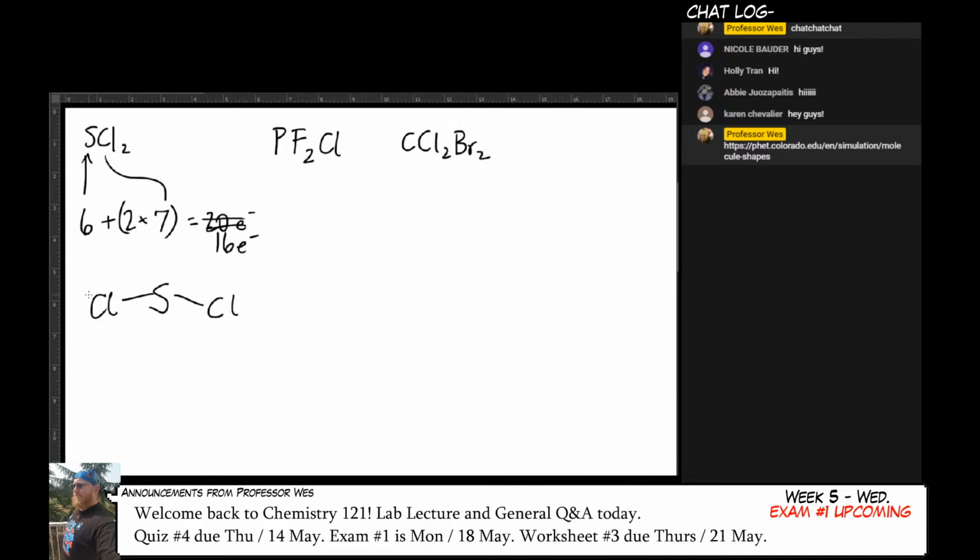The next step was to draw valence electrons on all of the outer elements. So I'll start over here. 1, 2, 3, 4, 5, 6, 7, 8, 9, 10, 11, 12. So that was 16 minus 12 is 4 electrons left. And then we put the remaining electrons on the central atom. 1, 2, 3, 4. And we're all set.